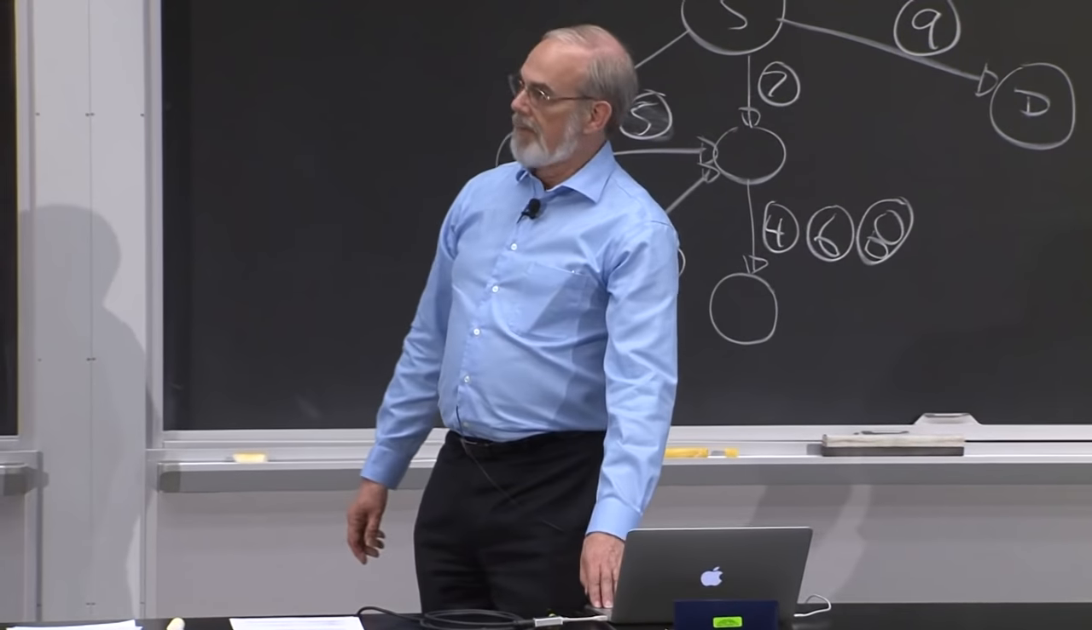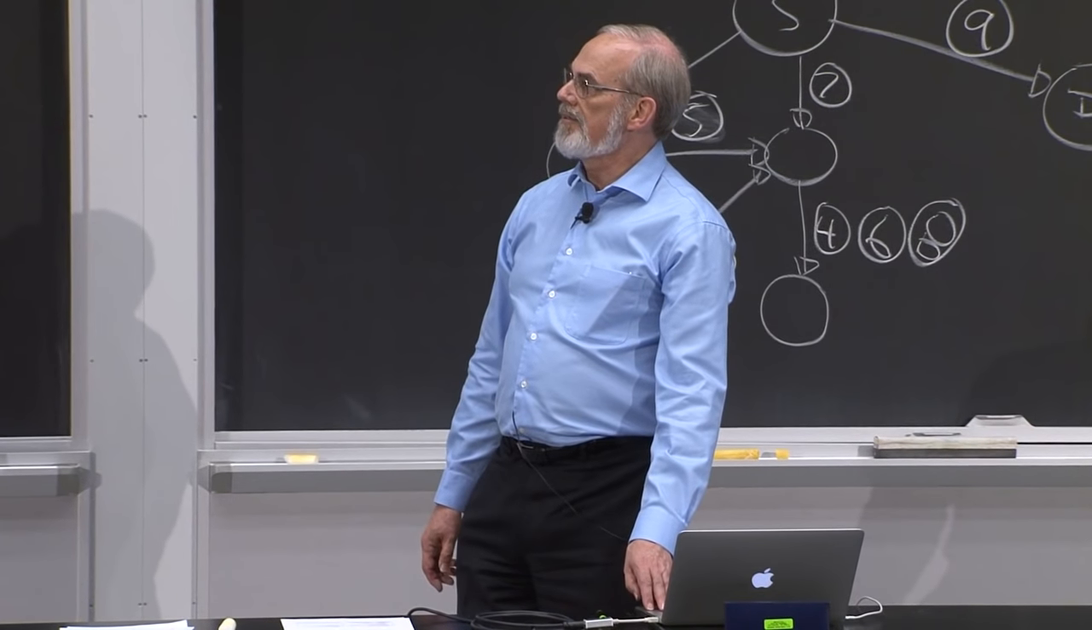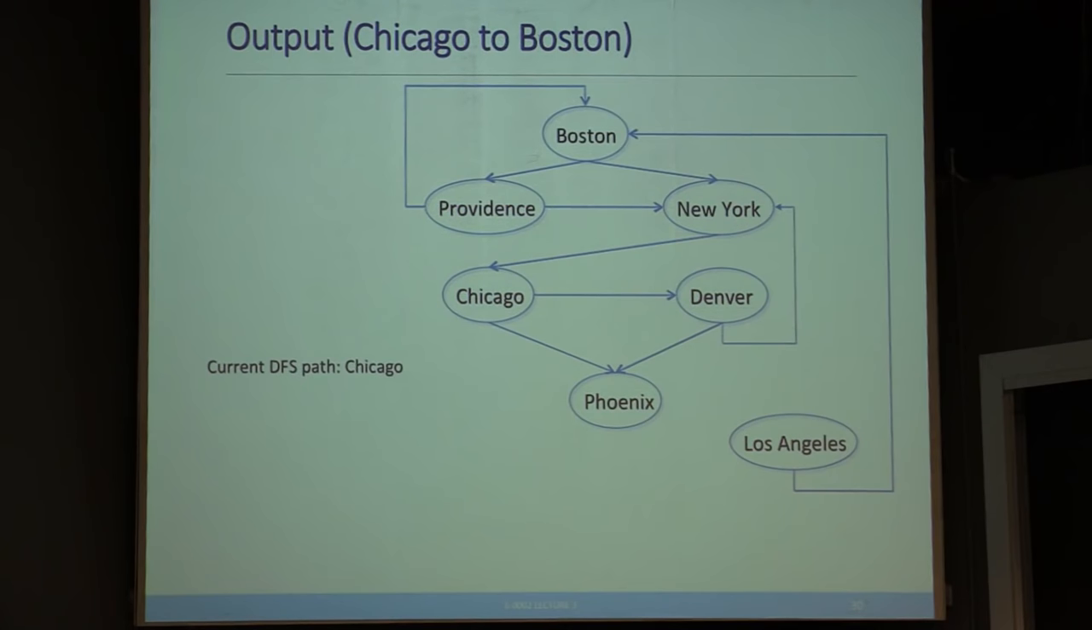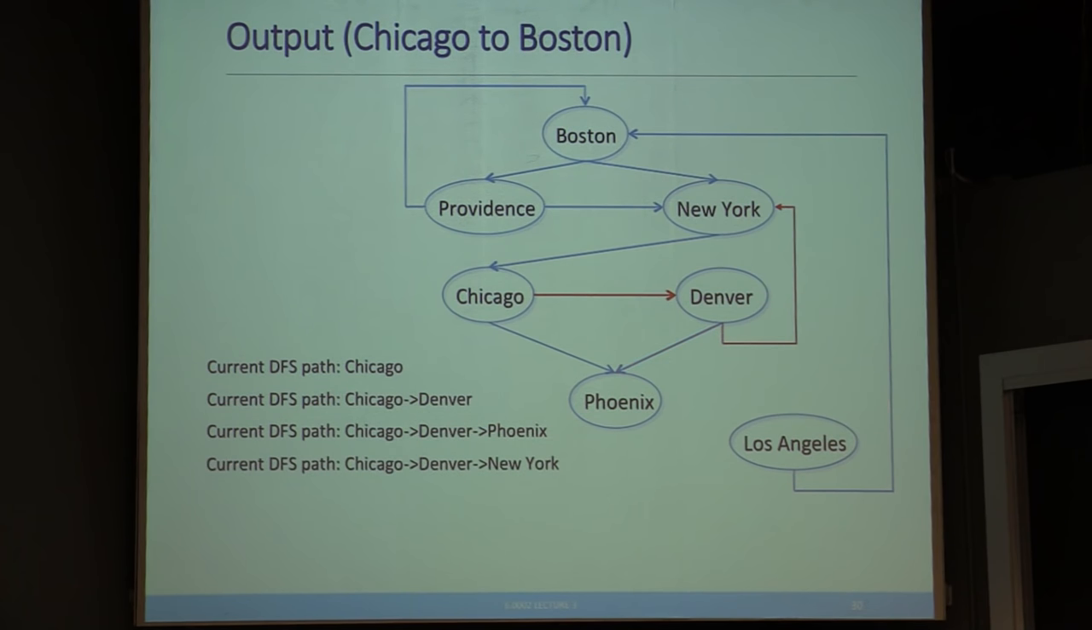So there's my example. There's the adjacency list, and here's what happens. I start off in Chicago, so that's my first node. From Chicago, the first edge goes to Denver. Denver's not what I'm looking for, but since I'm in Denver, recursively I'm going to call it again, so the first edge out of there is to Phoenix. Again, sorry if you're from Arizona, in Phoenix there's nowhere to go, so I'm going to have to backtrack, and that will take me back up to Denver, and I look at the next edge. Takes me to New York.